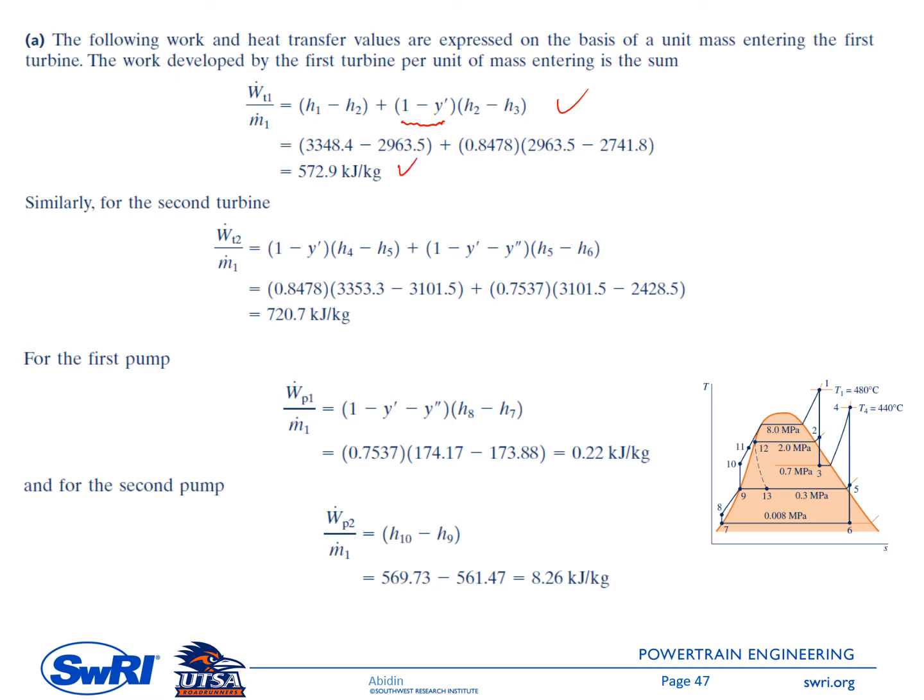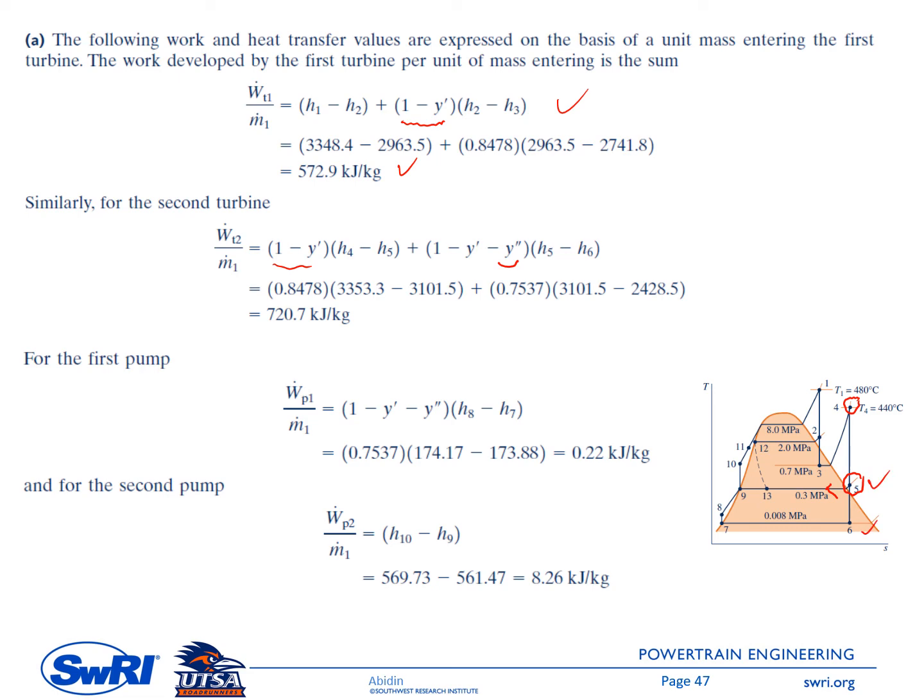And then for the second stage turbine, same thing, we have m.1 times (1 minus y prime) times (h4 minus h5). Okay, so this one, h4 minus h5 plus m.1 times (1 minus y prime minus y double prime), because some of the working fluid was extracted to the second feed water heater. Therefore, we have minus y double prime here times (h5 minus h6).